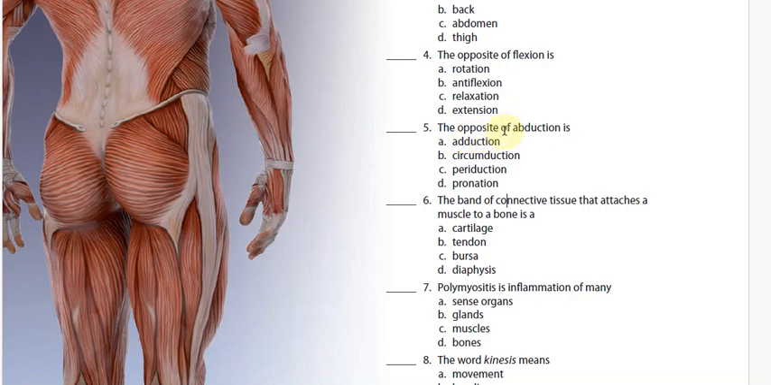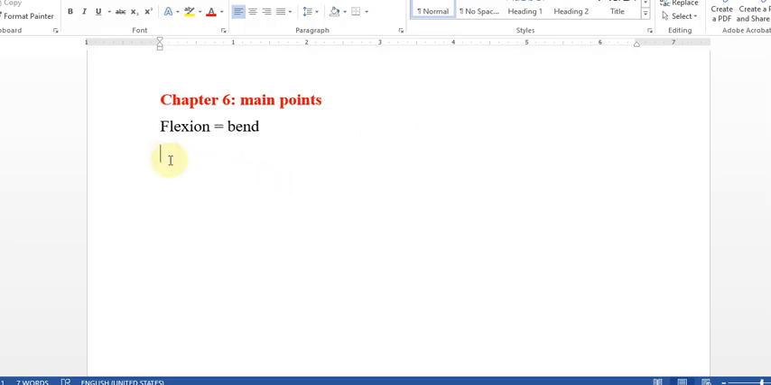Question 5. The opposite of abduction is adduction. Here we have the prefix ab and the prefix ad. I tell you the difference. When you have the word ab, it means away, and when you have the word ad, it means toward. So moving away, moving towards.